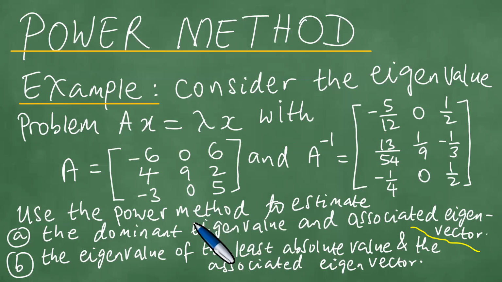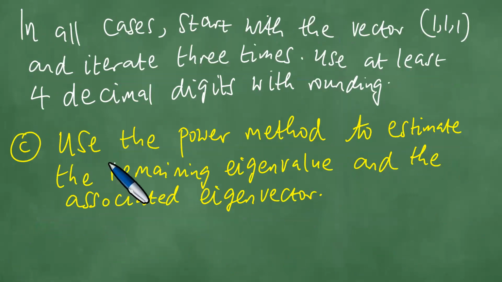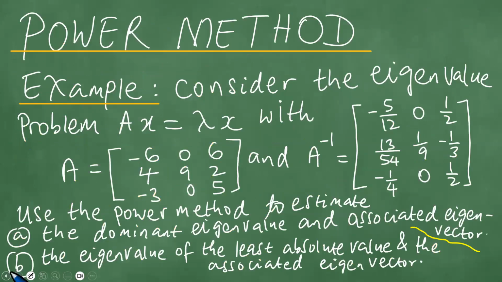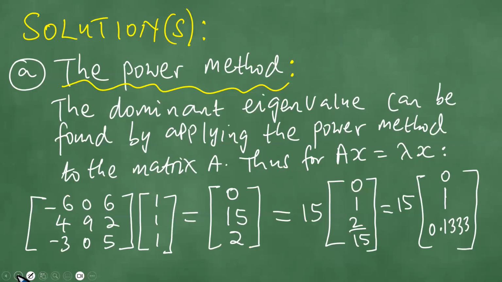Okay, what about the part C? We need to use the power method to estimate the remaining eigenvalue because there's a part where I said it. We said all three eigenvalues. It's a 3 by 3 matrix, so it has three eigenvalues. But use the power method to estimate the remaining eigenvalue and associated eigenvector. Right. So we need to estimate the remaining one. Let's look at how we do that part.